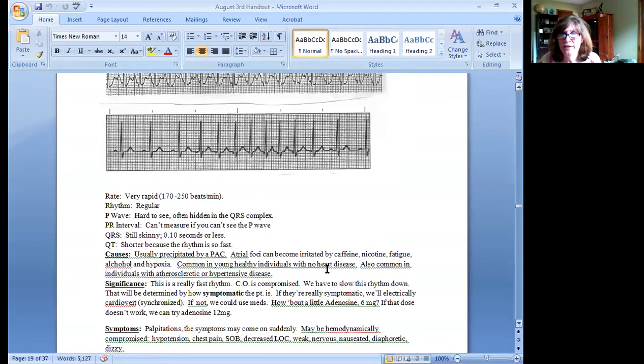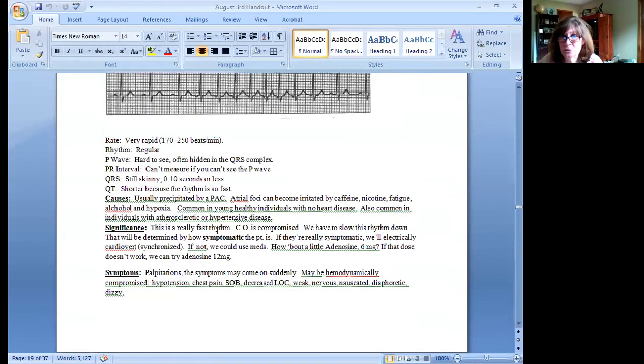Paroxysmal. Suddenly started. Hey, and by the way, the P waves, man, it's so doggone fast. They're hard to see. They might even be buried within the QRS. Causes for paroxysmal SVT: caffeine, nicotine, fatigue, alcohol. So be good to your bodies. Don't abuse yourselves. Significance, it's a really fast rhythm, and we really want to slow down a fast rhythm. So remember, treatment's going to be determined by how symptomatic. If they're crazy symptomatic, they need cardioversion. But if they're not, adenosine is our drug.